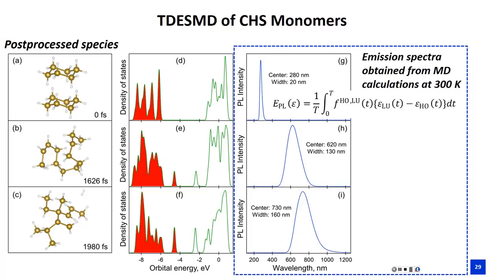By using this equation, we assume there is instantaneous relaxation of any excitation to the lowest excited state. So basically, we assume emission is always from LUMO to HOMO. From this figure, we can see a red shift and also line width broadening.